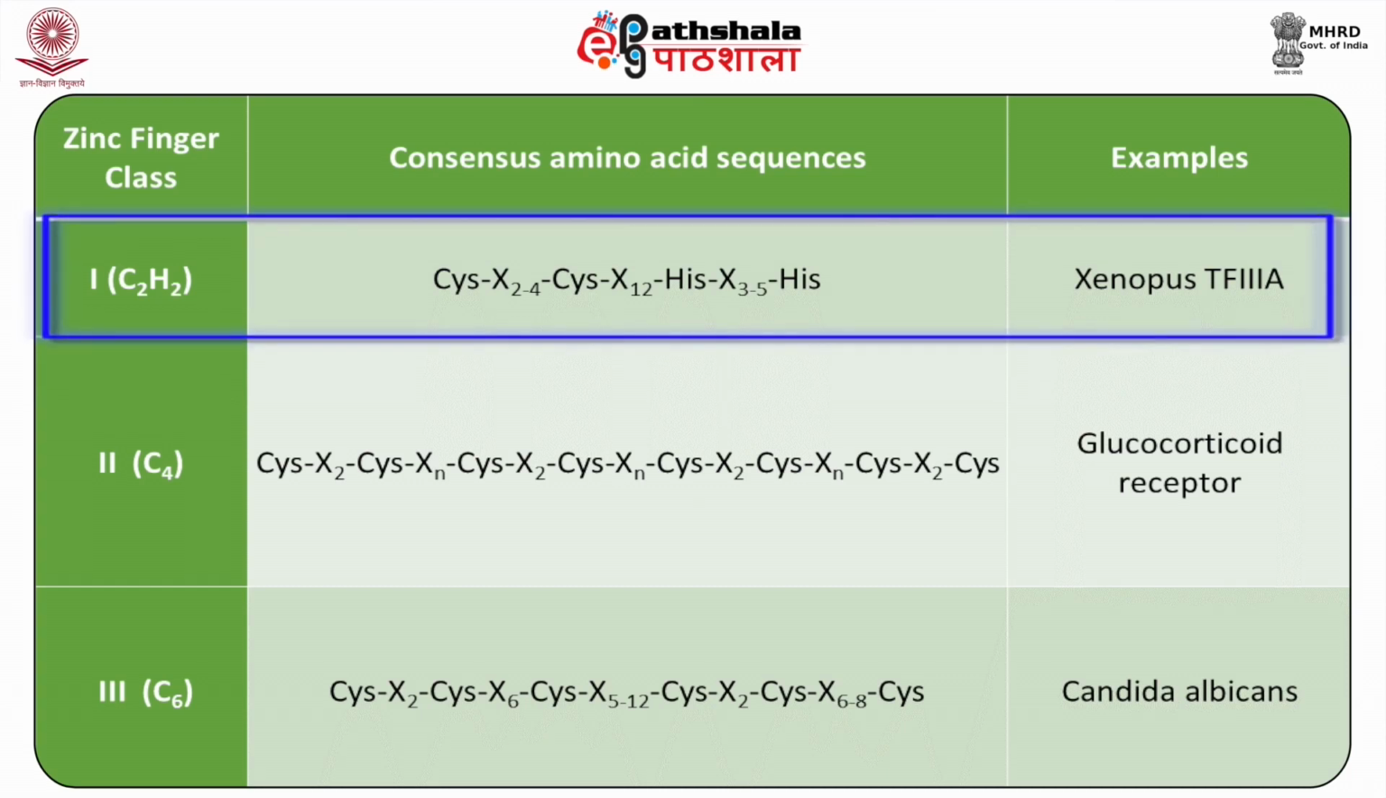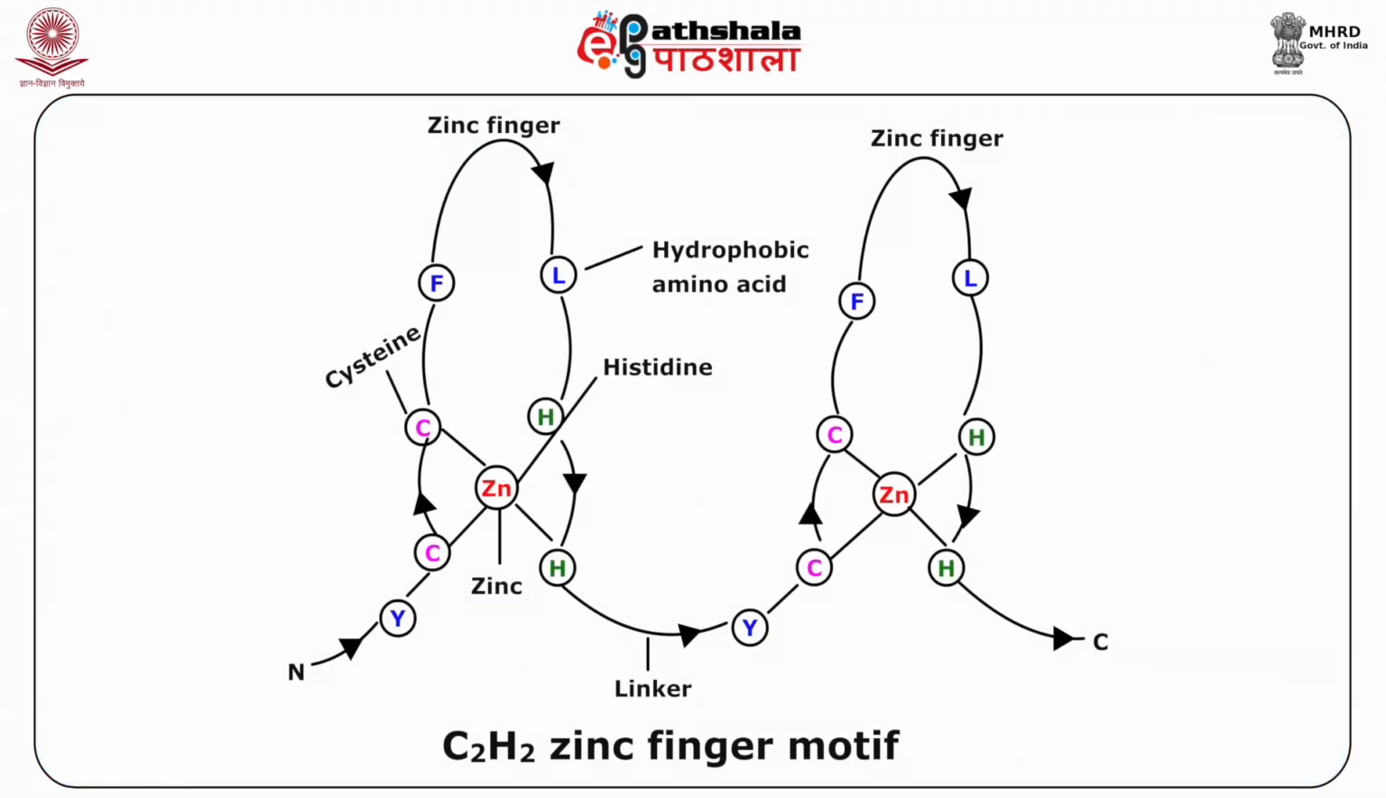It is described as cysteine, X2 to 4, cysteine, X12, histidine, X3 to 5, histidine, where X is a variable amino acid. The two cysteine residues and two histidine residues are tetrahedrally coordinated to zinc, as shown in the figure. It has 2 to 3 beta strands in its N-terminal sequence and one alpha helix in the C-terminal half of X12H.